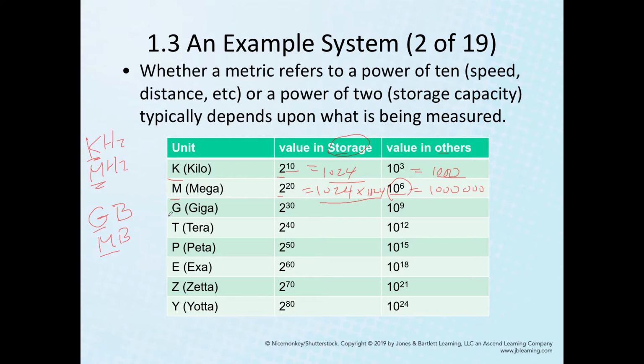Similarly, we have giga, tera, peta, exa, zetta, yotta. In the storage space, you just multiply the exponent this way. But in other units, you have these different unit values. Based on that, you can properly figure out exactly how many bytes, or hertz, or other things those units represent.